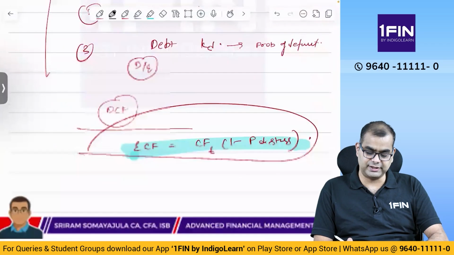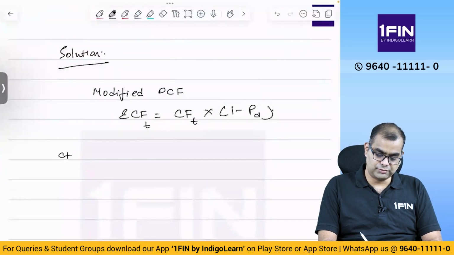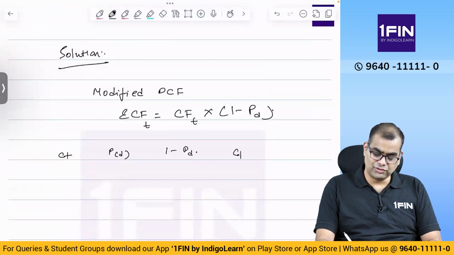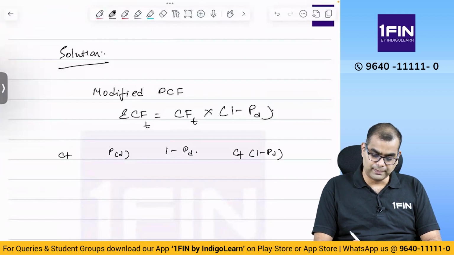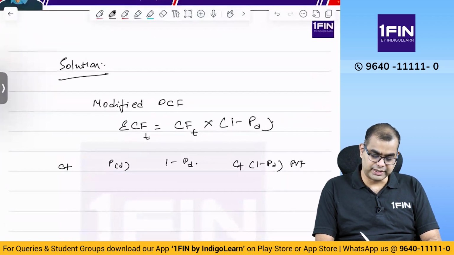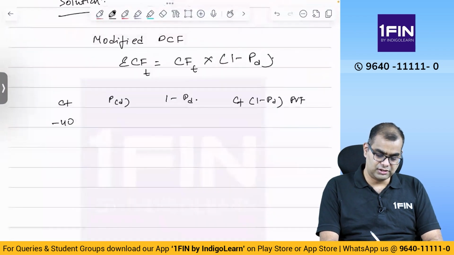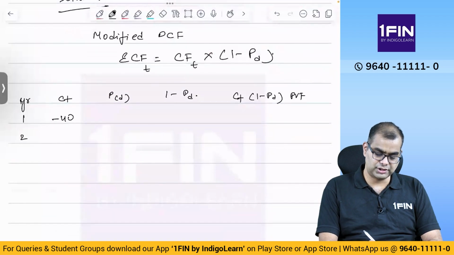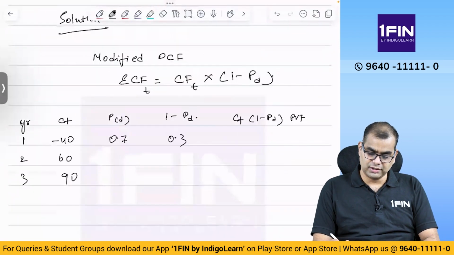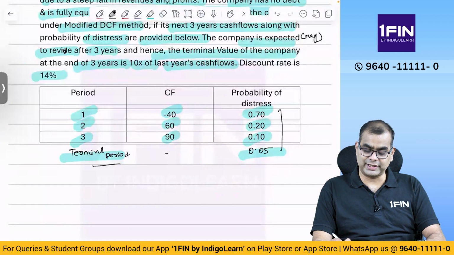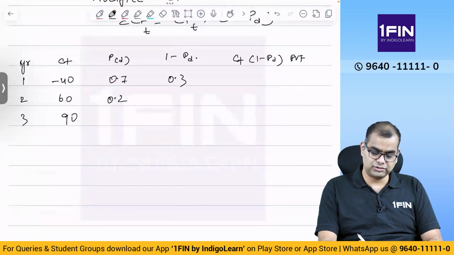So minus 40, 60, 90. So cash flow, probability of distress, 1 minus probability of distress, cash flow into 1 minus probability of distress, present value factor. What is cash flow? Minus 40, 60 and 90, right? Also put year 1, 2, 3. Probability of distress is 0.7, so this is 0.3. You see probability of distress is actually coming down: 0.2, basically 0.8, 0.1, basically 0.9, and 0.05.